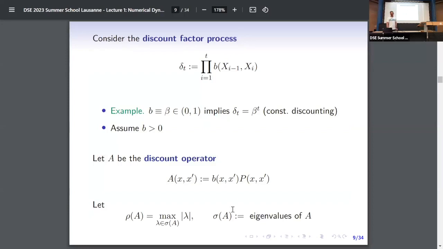So incidentally, if I take, let's say this B here is equal to a constant beta, does anyone know what the spectral radius of A is going to be? Let me ask the question differently. What's the spectral radius of P?